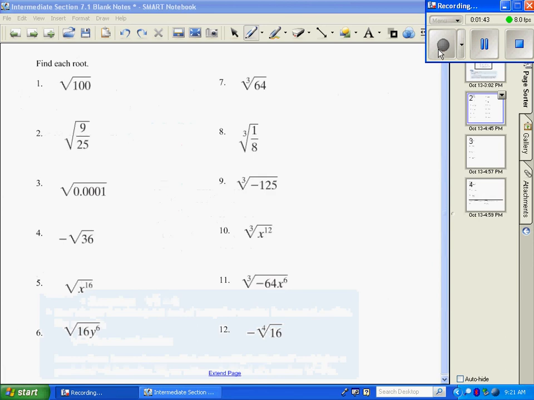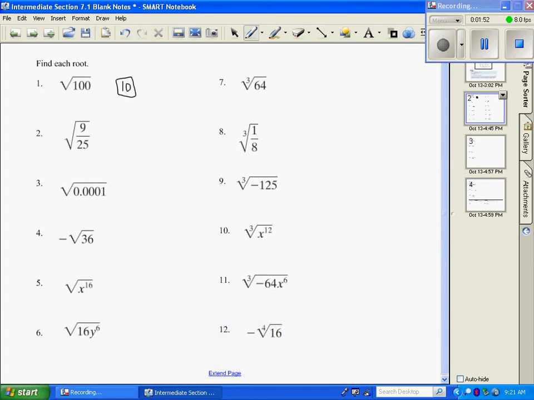Okay, number 1, we want to know what number squared equals 100. So that's going to be 10 because 10 squared equals 100. Number 2, if we wanted to break that apart, we can look at this as the square root of 9 over the square root of 25 if we wanted to separate that. And what squared gives me 9? 3. And what squared gives me 25 is 5.